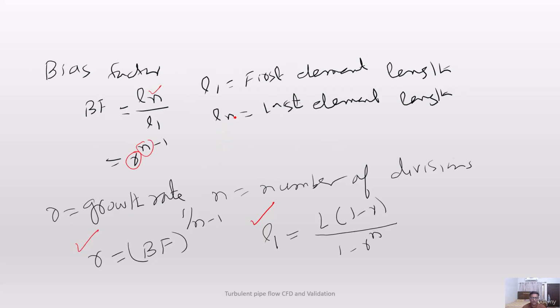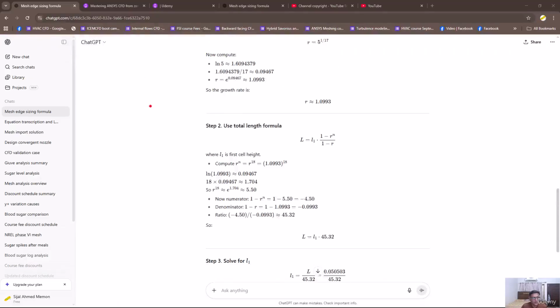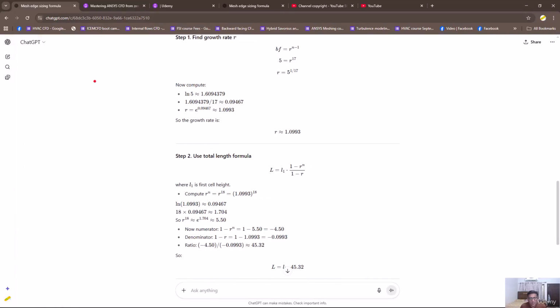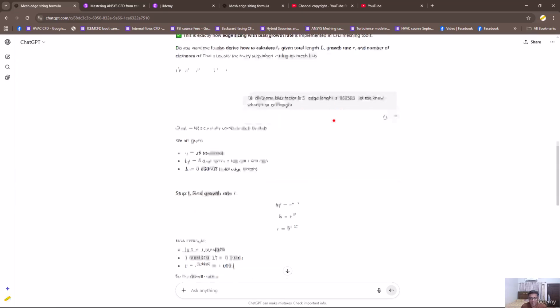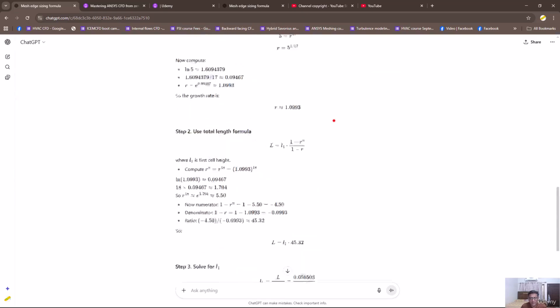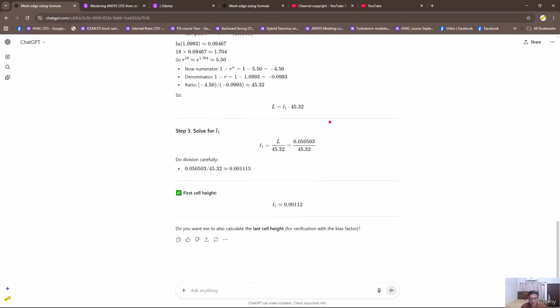What I did is that I used either your calculator or an Excel sheet, or the second way is that I can use ChatGPT. So I give these formulas. What I have given here is my divisions, which I thought is 18, biasing factor I put first as 5, and the edge length is this one. With this edge length we can find the values of these parameters.